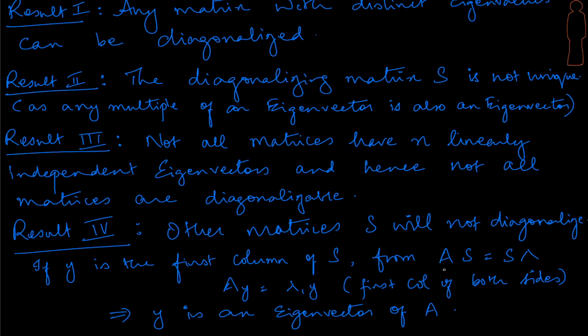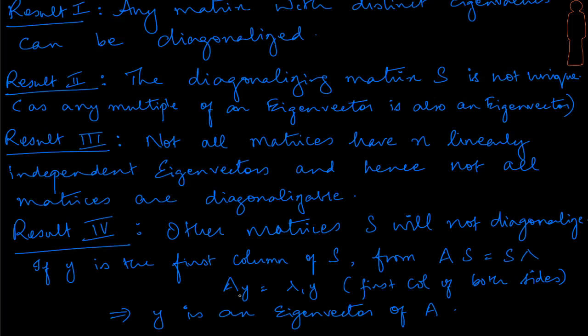Let's take a look only at the first column of the product on the left hand side and the right hand side. The left hand side will give me A times Y. That will be the first column in this product, right? Let's take a look at the first column on the right hand side. Remember that the first column here is Y. We are not sure if it's an eigenvector or not, but Y times lambda 1, right? So that's what I'm going to get in the first column of the product.